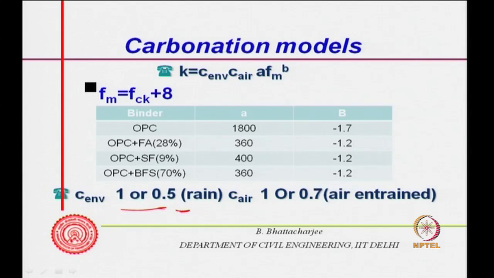C environment is 1 or 0.5, and for air entrained concrete C air is 0.7, otherwise 1. Air entrained concrete is more porous. Environment will depend upon whether it is exposed, because this empirical formula has been developed in Europe. In Europe, inside it is partially moist, outside if it is continuously wet, the values could be lower. So, this is the continuously wet scenario.